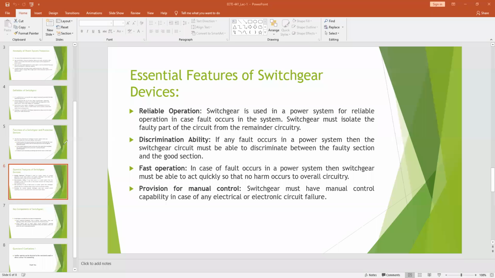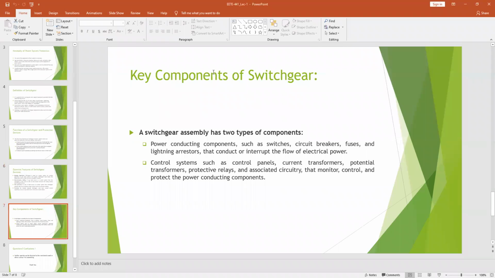Okay, so another slide left. A switchgear has 2 types of components. Normally, one is called power conducting components. Power conducting means circuit breakers, switches, fuses, lightning arresters. Those are actually used to open or close the power line. And the other is control components such as current transformer, potential transformer, protective relays. That means the detection part.